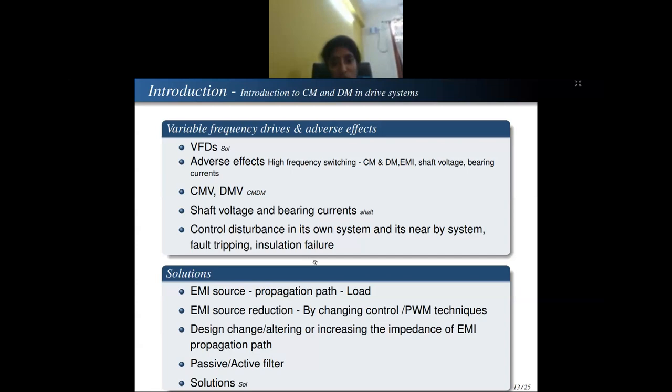What are the general solutions given in the literature? If you look at the system in a big picture, there is a source, the EMI source, someone who is allowing it, which is the propagation path, and a victim, which is your load. So you can try to reduce them one by one. First, I can take my EMI source and try to see whether it is possible to reduce the noise from the source side. Still, I will be able to achieve some performance in the motor.